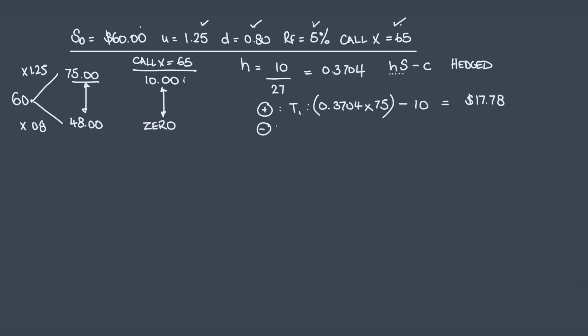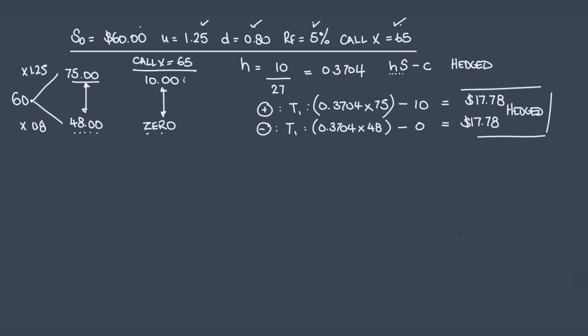What if the stock price went down? At T1, you would have 0.3704 of a stock worth 48 in your hedge portfolio, minus nothing. The option lapses, the long walks away. 0.3704 of 48, look. 17.78. Magic has happened, we are hedged. We know whatever happens, and I say whatever happens within the confines of this simple model, you are going to end up with a portfolio worth 17.78.